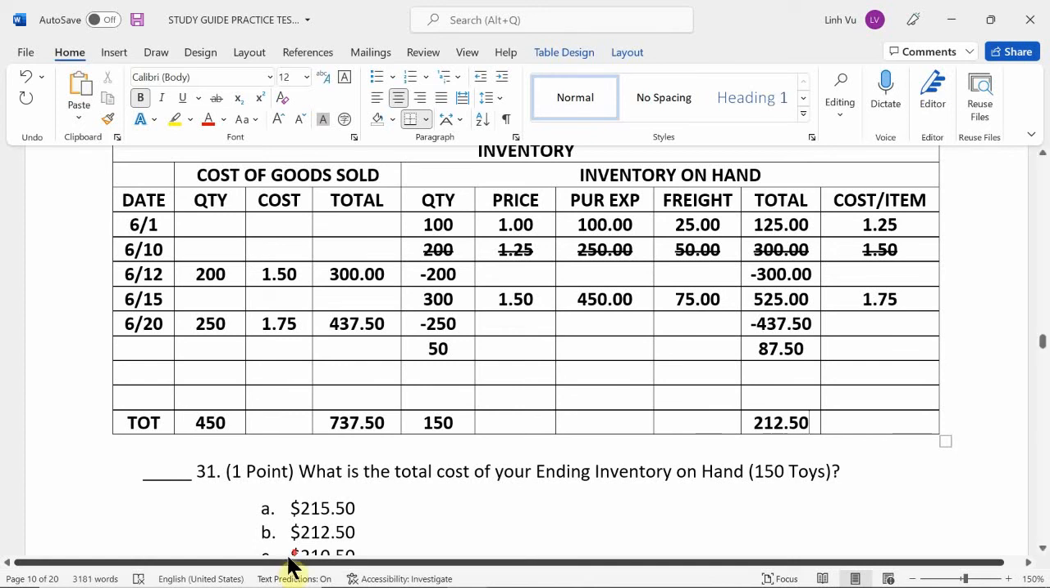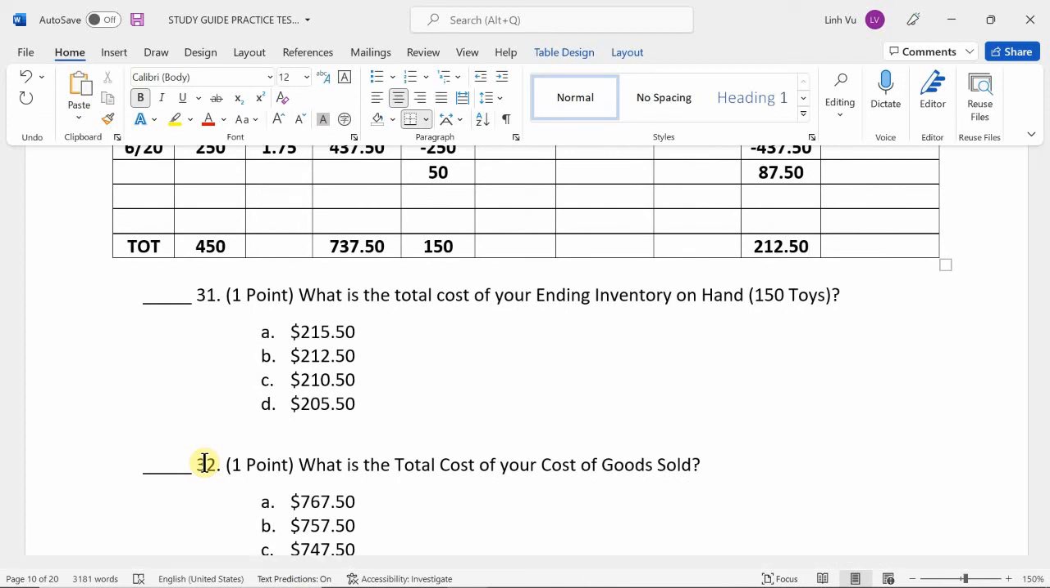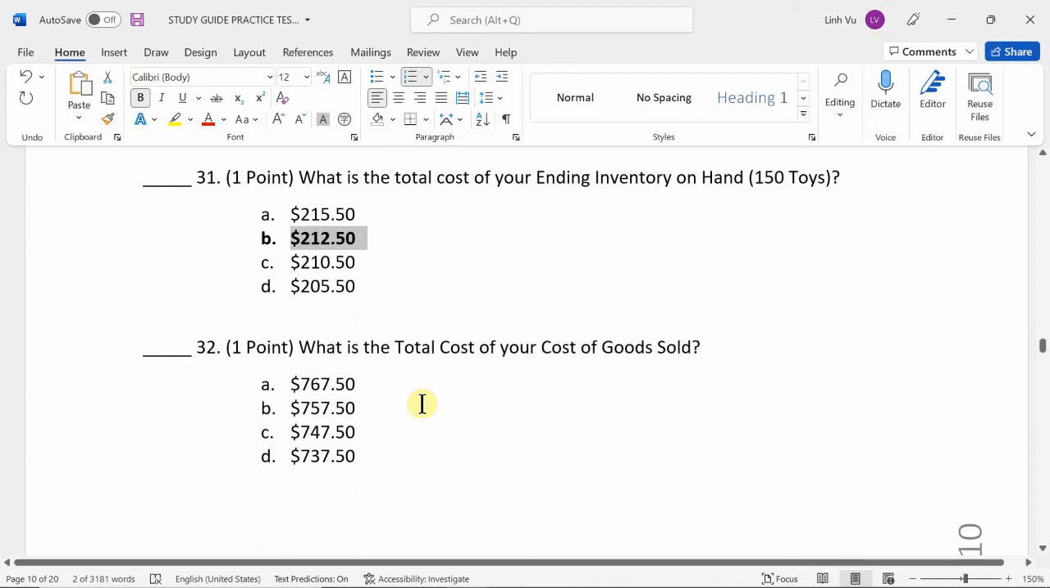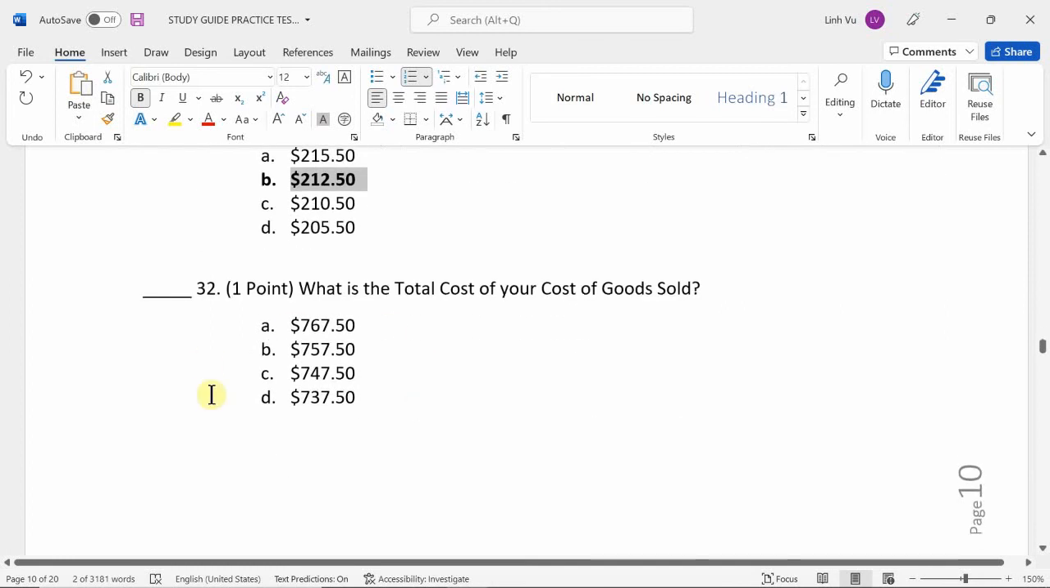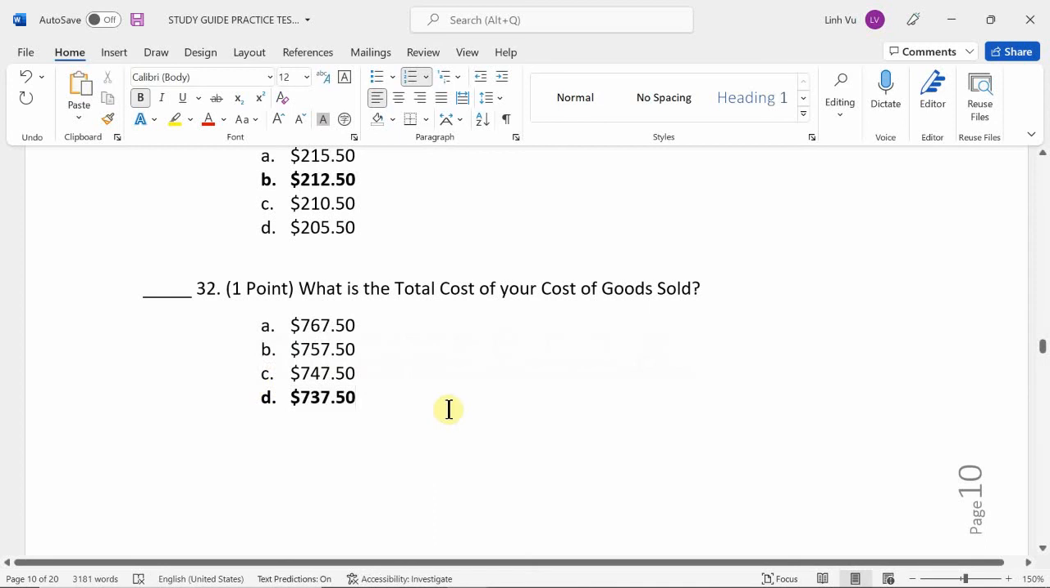Okay. So let's go ahead and double check my answers. So question number 31, okay? What is the total cost of your ending inventory on hand? So the balance of 150. What did it give me? $212.50. What was the total cost of your cost of goods sold? $737.50. Okay. Good. All right.